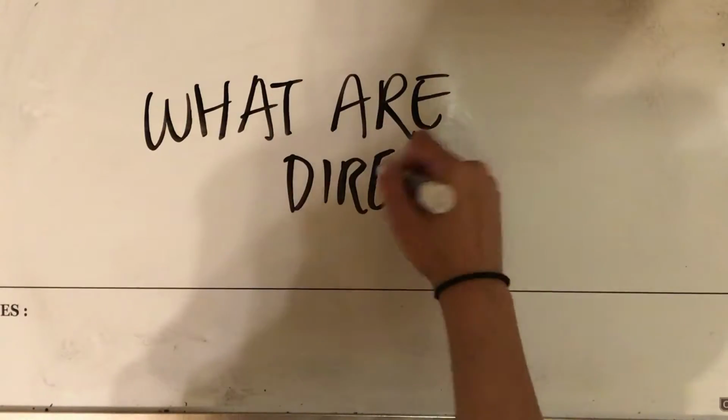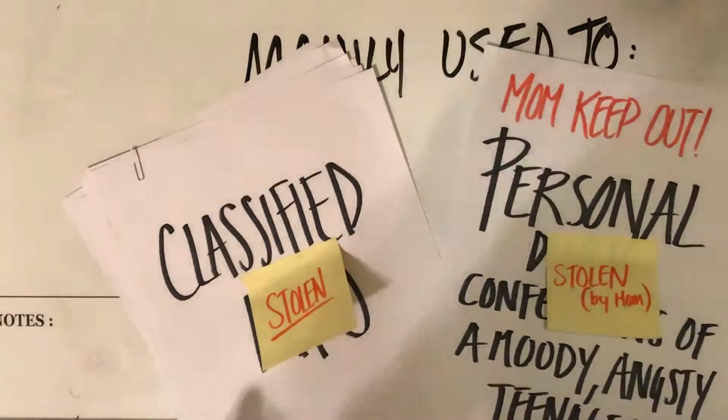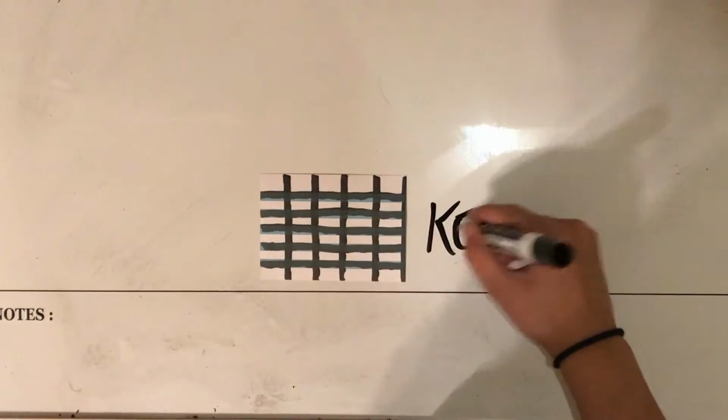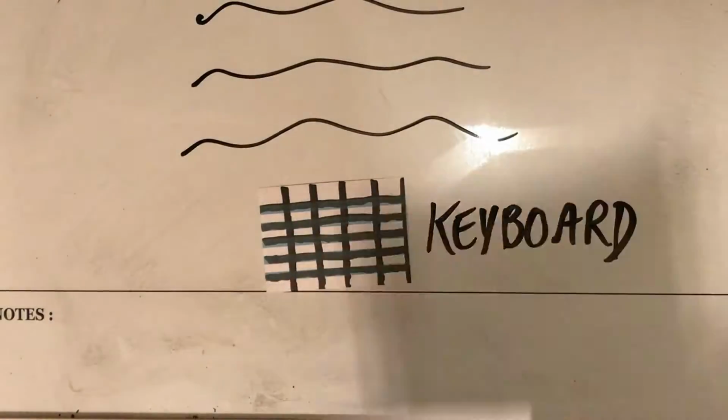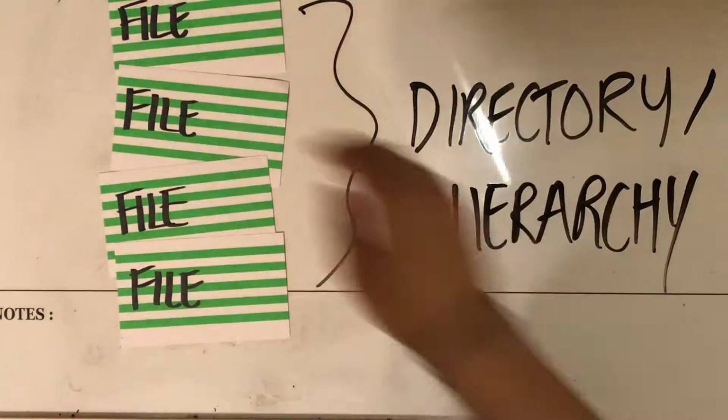What are directory transversals? Another common type of HTTP vulnerability attack is directory transversals. Directory transversals are mainly used to steal private and important information. In a web server, all the information that is inputted is organized as files. Those files are organized in a directory or hierarchy. For example, a directory would be organized as such.